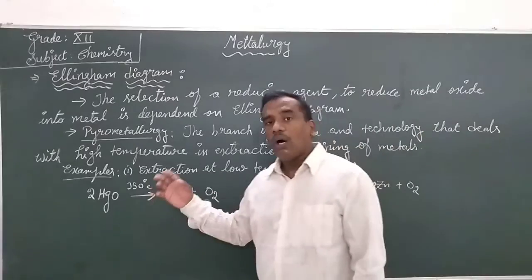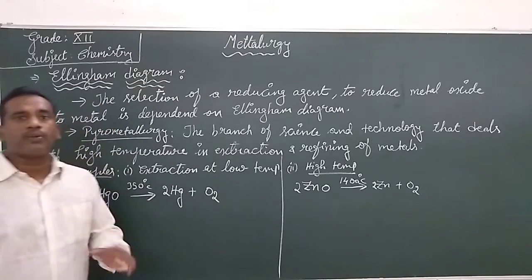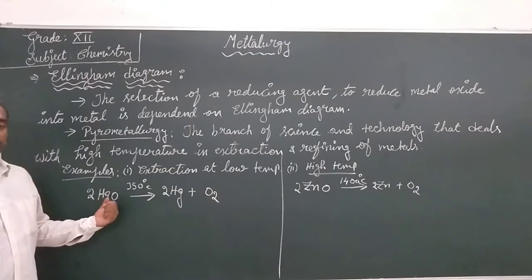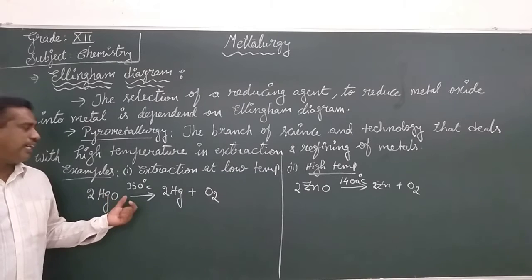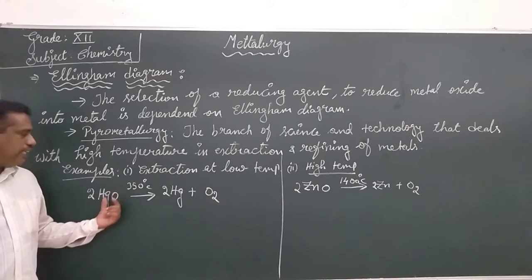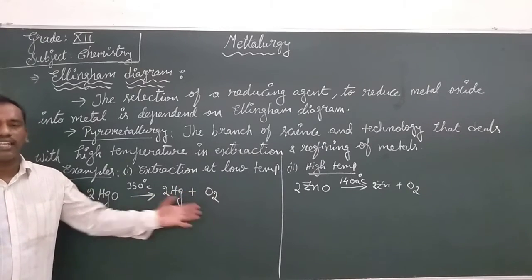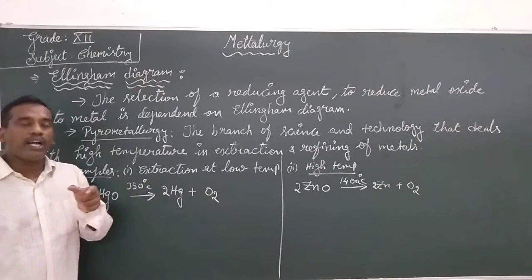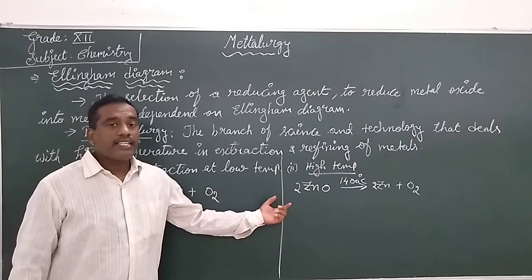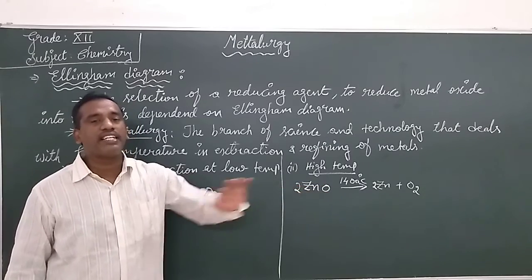You know cinnabar. What is cinnabar? It is the ore of mercury, mercury sulfide. From there we get mercury oxide. If you start heating this mercury oxide at a temperature of 350 degrees Celsius, it will decompose to give mercury and oxygen. But when you try the same in the case of zinc oxide, it will decompose at a temperature of 1400 degrees Celsius.